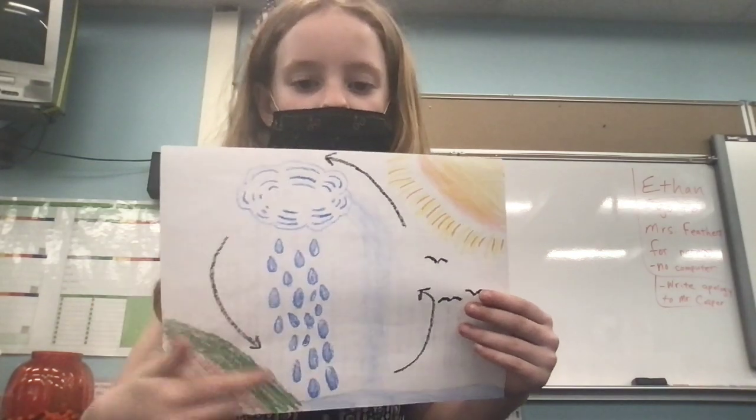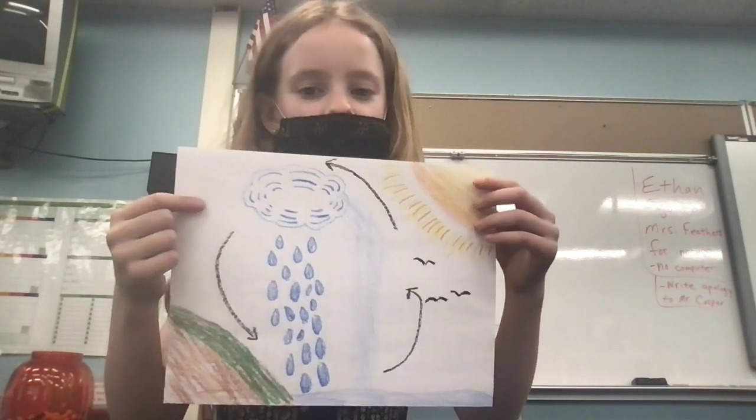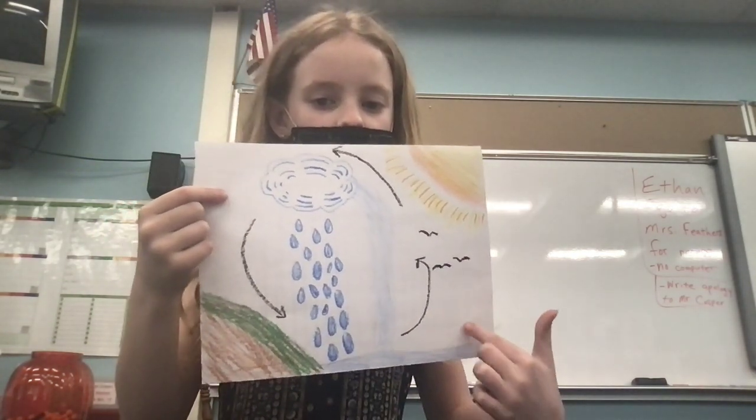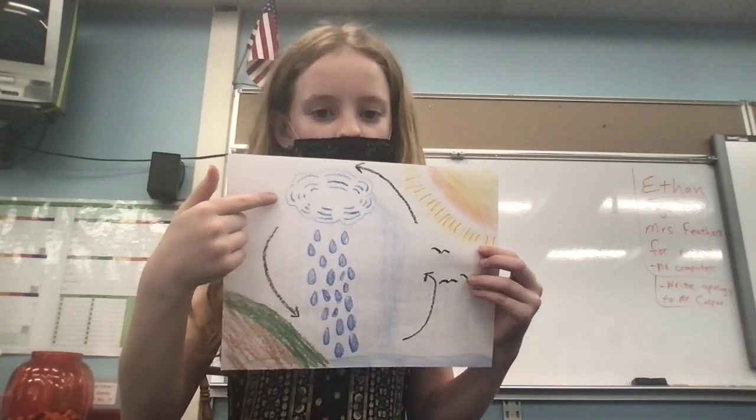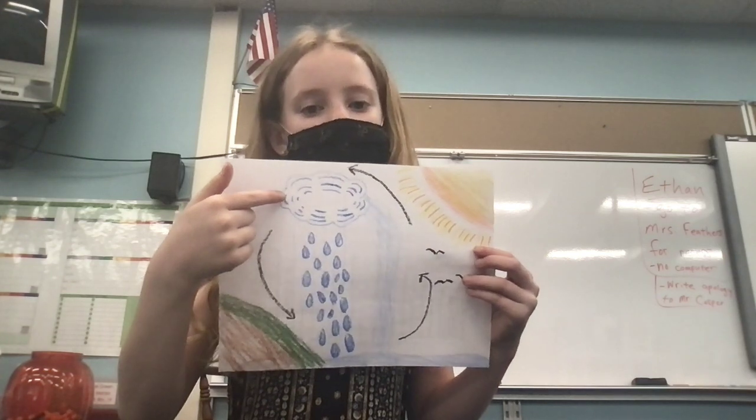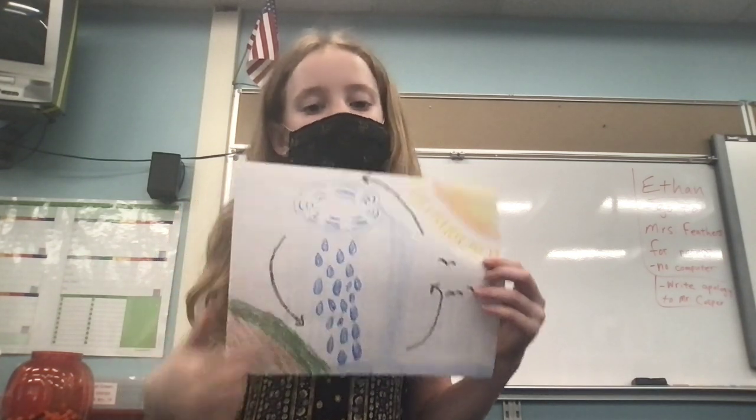This is my picture, and this is the sun whenever the water evaporates, whenever it's very sunny. And then it goes into a cloud. The water vapor turns into a cloud, and then it rains.